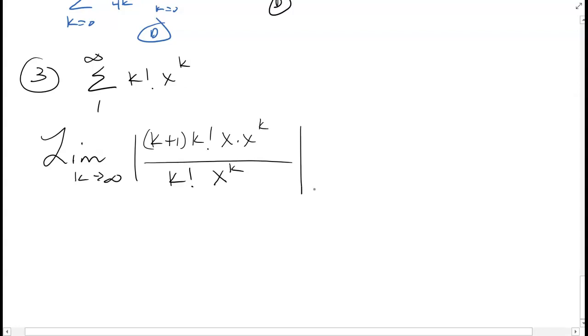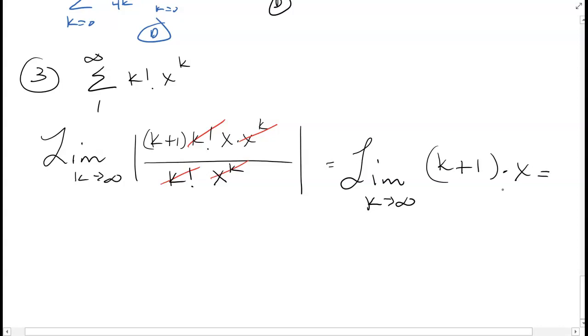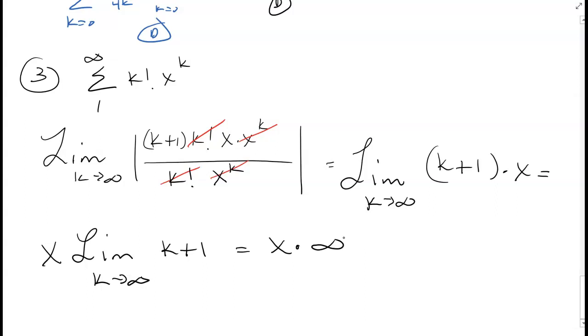This one isn't irrational to start with. All right, x to the k's cancel, k factorial cancels. What are we left with? The limit, as k goes to infinity, of k plus 1 times x, which equals the limit as k goes to infinity with the x out front. Now I have x times infinity.